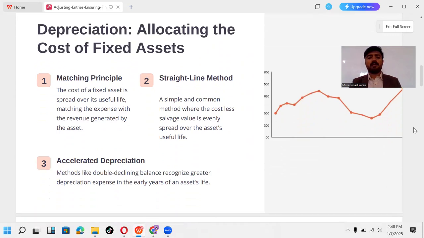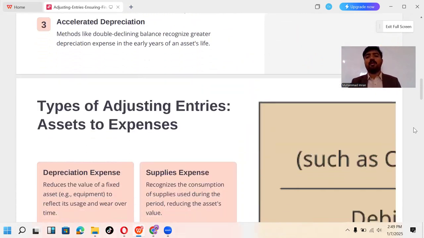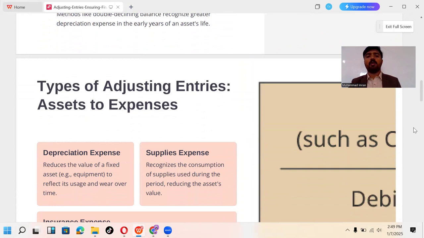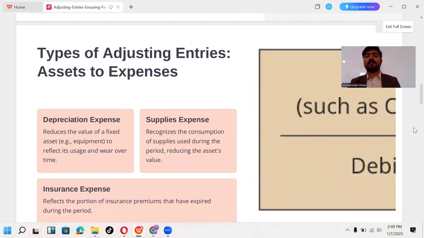And the other one is accelerated depreciation. In accelerated depreciation, the earlier years are charged much more, and after that, the remaining years are charged less depreciation on these assets. So, after depreciation, we are going to discuss the types of adjusting entries. The first one is assets to expenses.